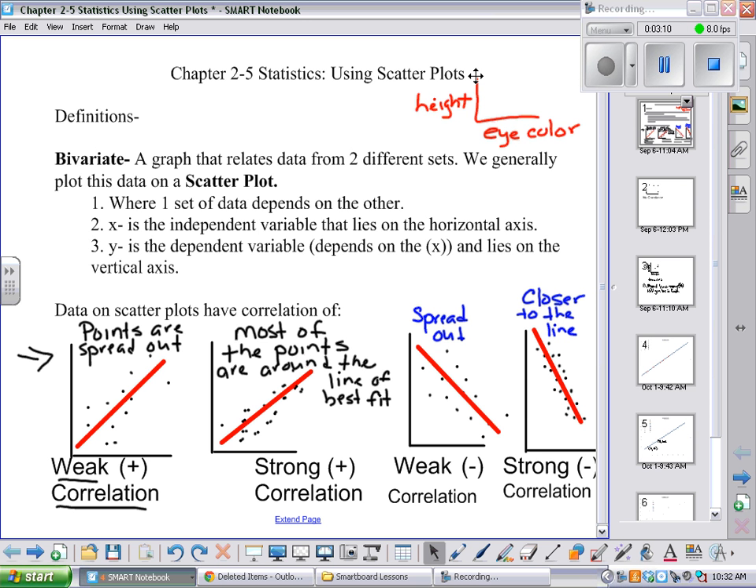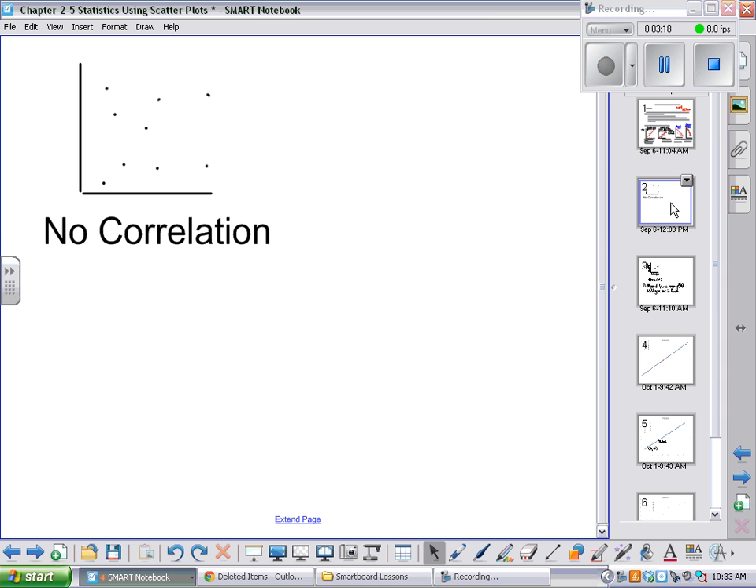The other thing we want to talk about is the idea of positive correlation and negative correlation and then no correlation. So no correlation is where it's difficult to find any line that would hit most of the points. There's no identifiable pattern that you can see. So we call that no correlation.